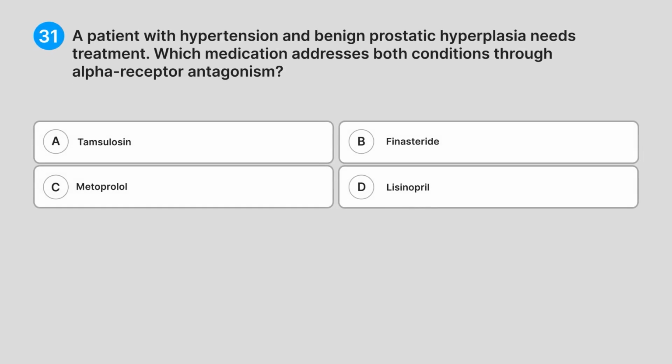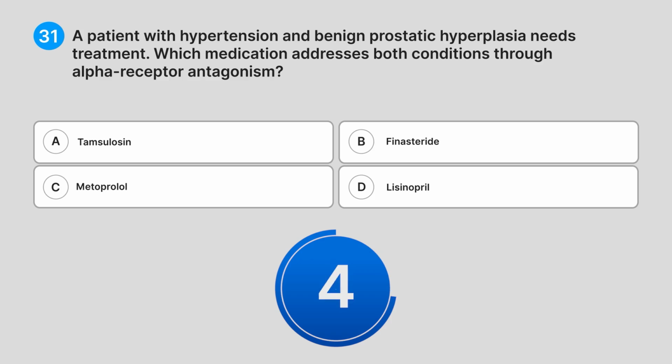31. A patient with hypertension and benign prostatic hyperplasia needs treatment. Which medication addresses both conditions through alpha receptor antagonism? A. Tamsulosin. B. Finasteride. C. Metoprolol. D. Lisinopril. Can you guess the answer?